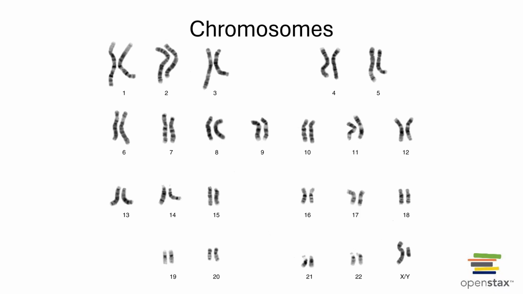One pair of chromosomes are the sex chromosomes, which determine the sex of the individual. Females typically have two X chromosomes, while males typically have one X chromosome and one Y chromosome. The other 22 chromosome pairs are called autosomes. Autosomal chromosomes are the chromosome pairs that are not sex chromosomes.